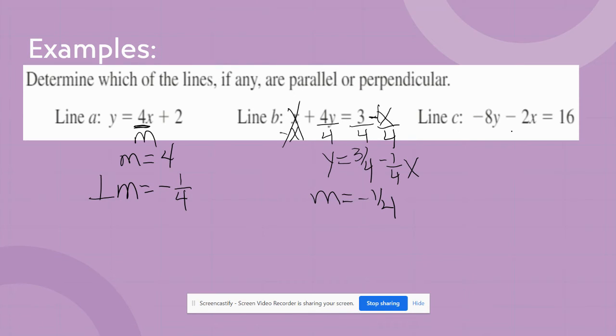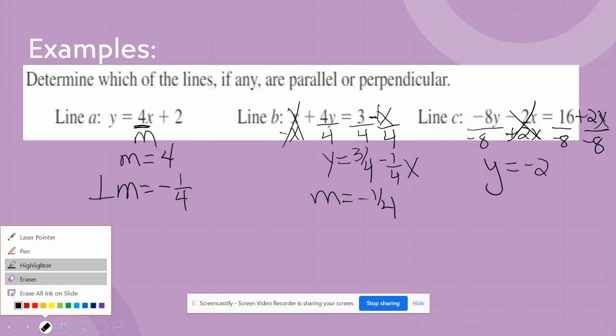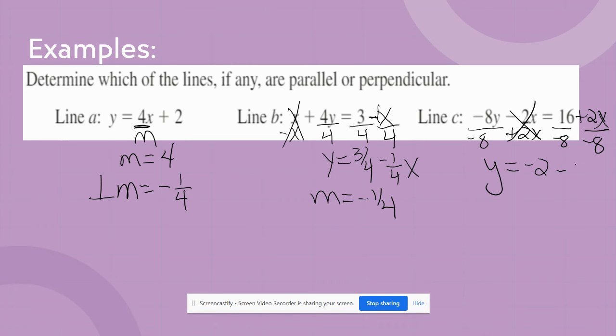For line C, again, same steps we did for line B. The opposite of subtracting 2x is to add 2x to both sides. And then divide everything by the -8 that's in front of the y. So we have y is equal to 16 divided by -8 is -2, 2 over -8, a positive over a negative is negative. And 2 over 8 reduces to 1/4 x.